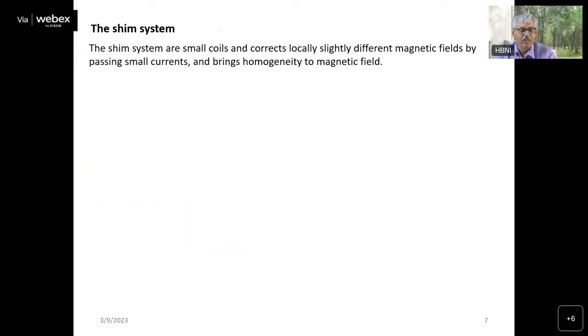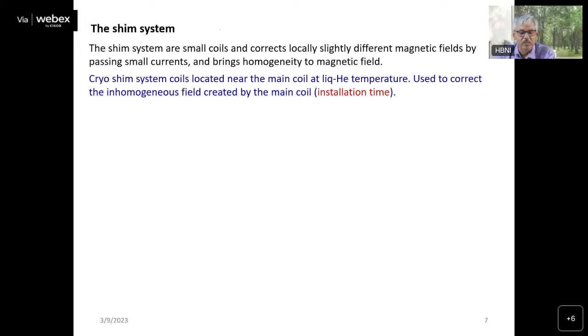Now let us see about the SIM system. I have told you that there are two types of SIM coils. The role of the SIM coils is that they correct locally slightly different magnetic fields by passing small amounts of current. Actually, they are also small electromagnets. So if you pass them small currents, they also produce a local magnetic field, and in this way they bring homogeneity to the main magnetic field.